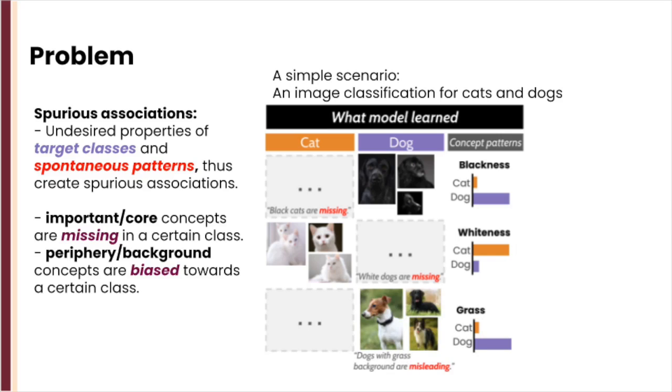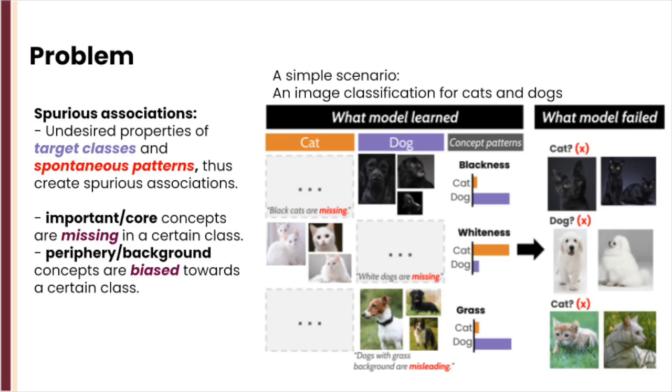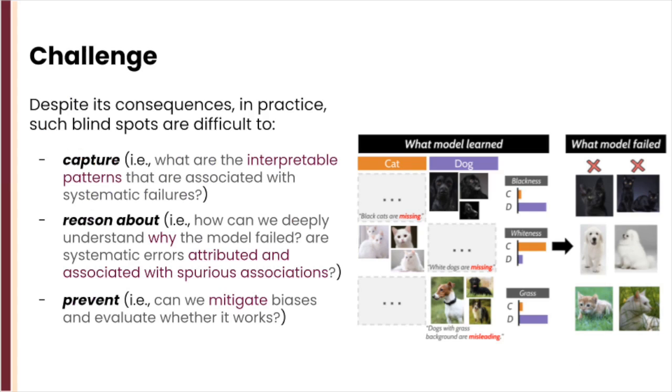Or background concepts such as dog with grass background are biased towards a certain class. When deploying the model, test cases with these spurious associations will cause systematic errors over instances against those patterns such as white dogs, black cats, or cats with grass background. Despite its consequences in practice, such blind spots are difficult to capture the interpretable patterns around them, reason about spurious associations, and prevent it from generating systematic errors.